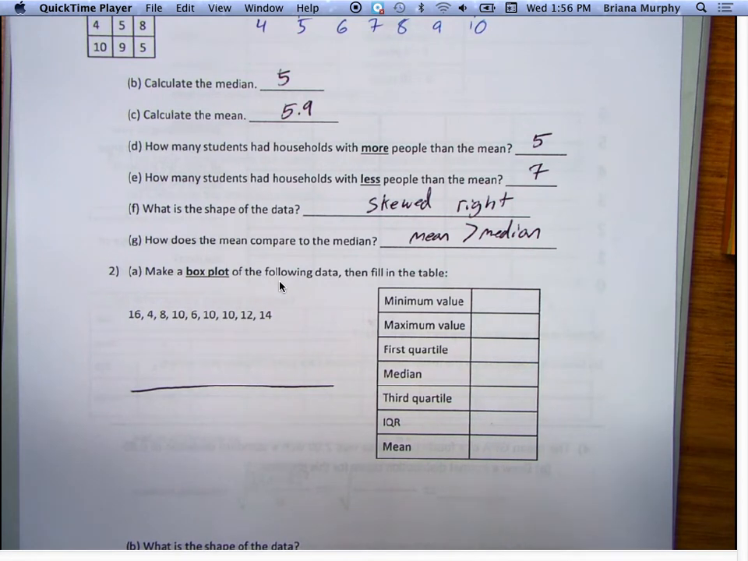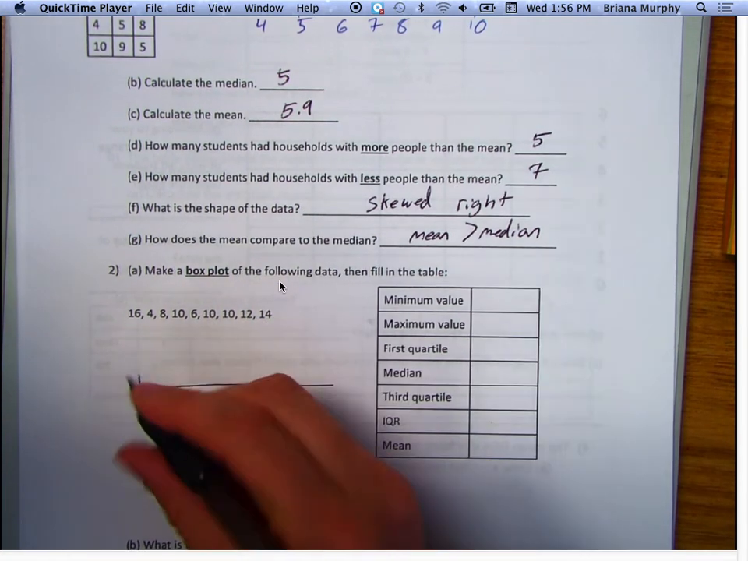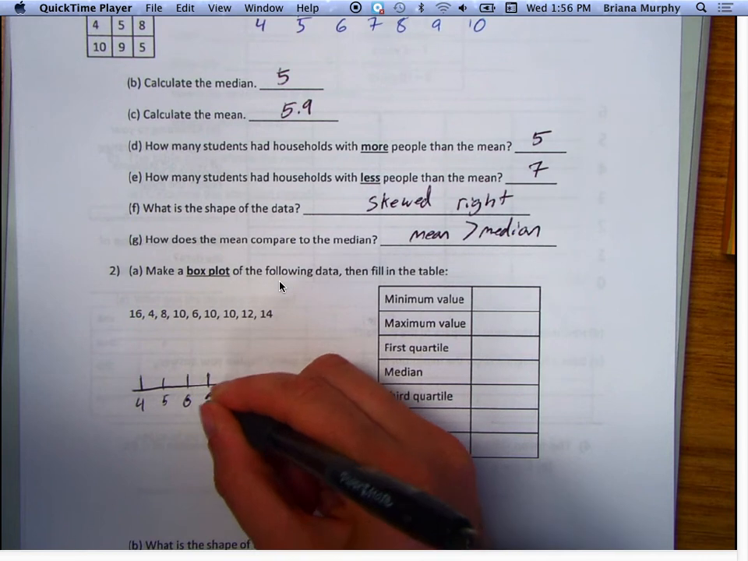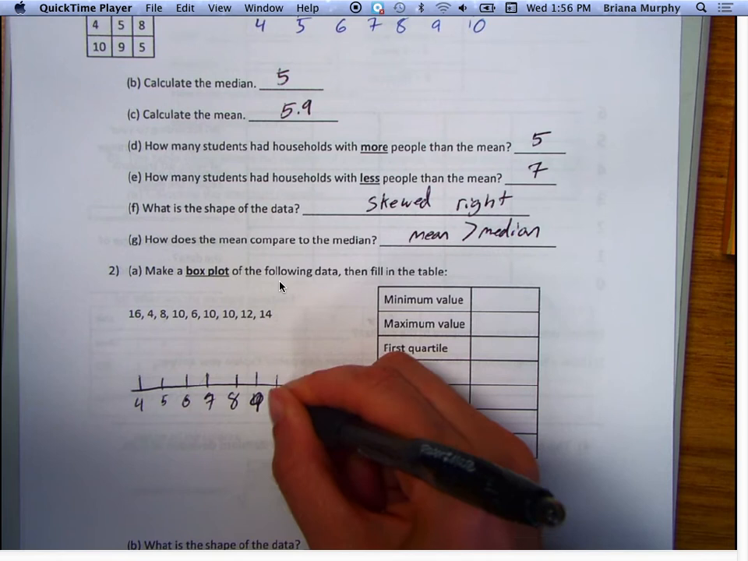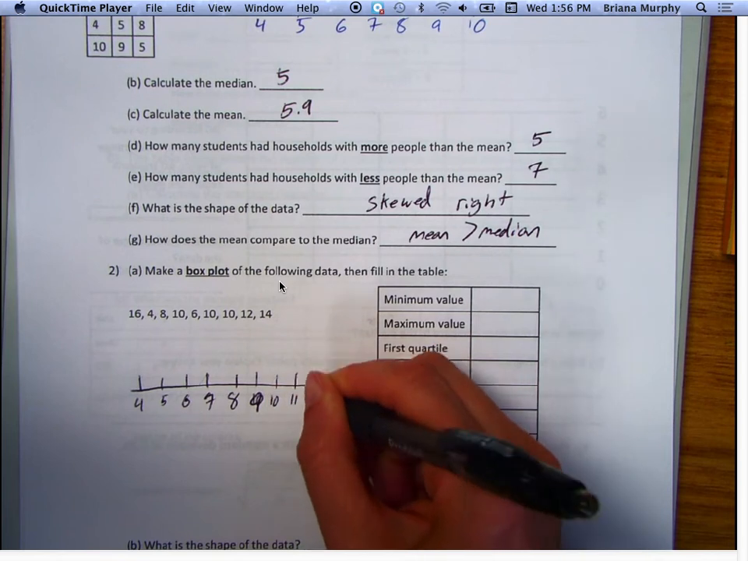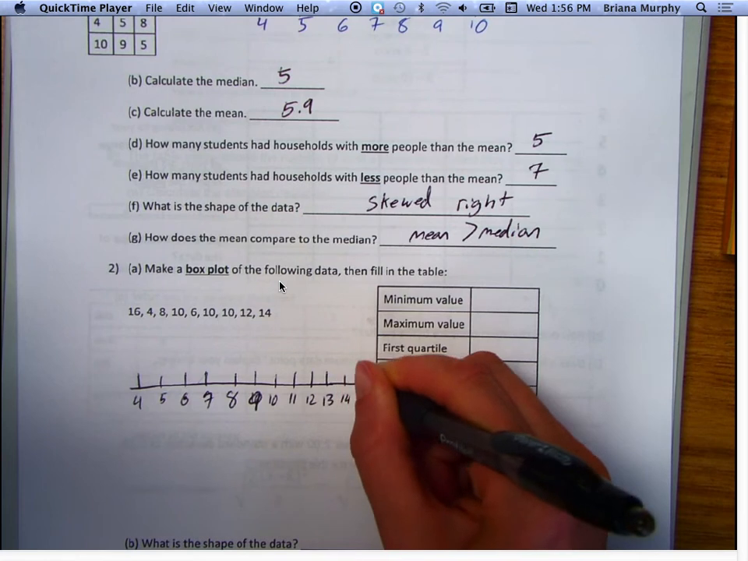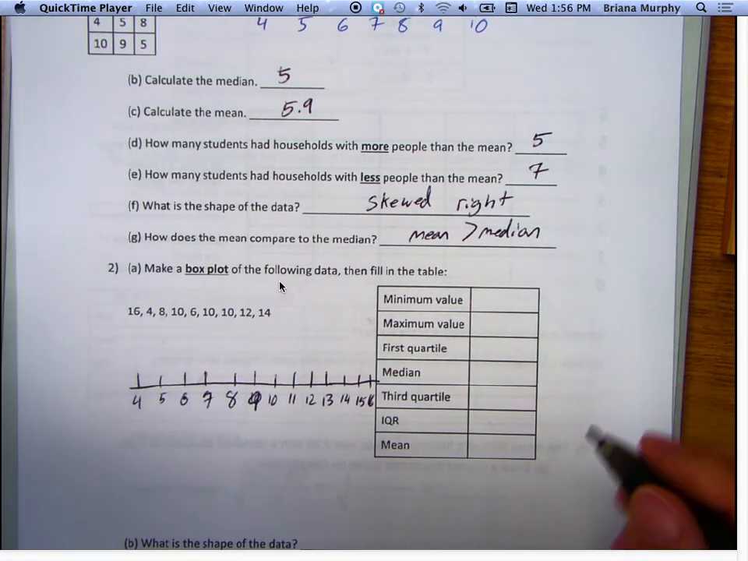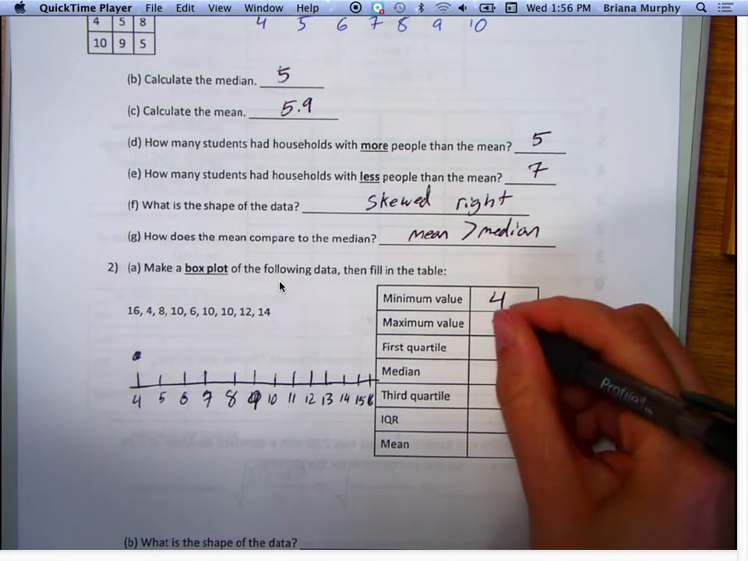Okay, so we've got 4, 5, 6, 7. You could have skipped some. 8, 9, 10, 11, 12, 13, 14, 15, and 16, right? The minimum value is 4. My maximum value is 16.